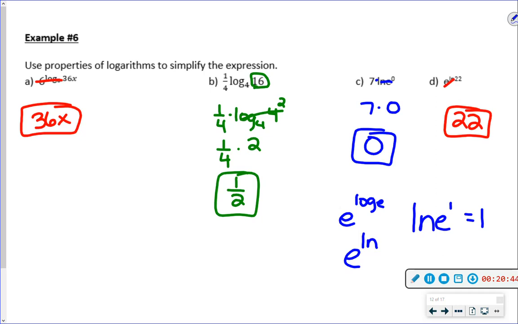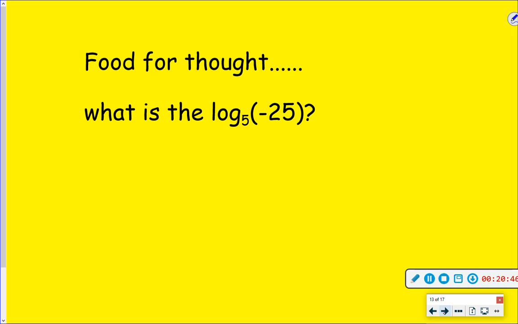Ellie, I want to answer your question. I just want to make sure we're on the same page here. Okay, food for thought. If I asked you, and this isn't on your notes, we're just going to talk about it because it's coming up for the graphs: what's the log base 5 of negative 25? Just like the earlier problems, I am asking how can you write negative 25 as 5 to some power? Any guesses on what the power would be?